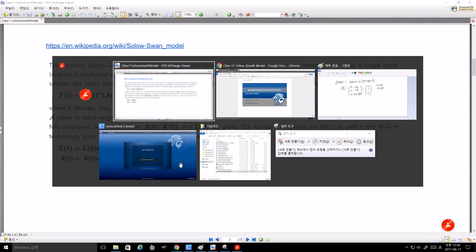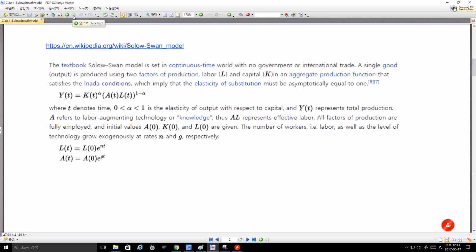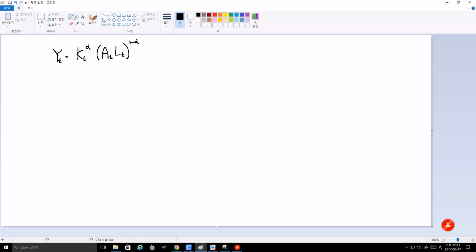So to write down again, our Y, total output, total production, we need capital, K to the alpha, and we multiply A, technology, and L(t), so AL is effective labor, to the 1 minus alpha. The growth rate of labor is n, and growth of knowledge or technology is g. So basically L(t) is L0 e^(nt), and A(t) equals A0 e^(gt).